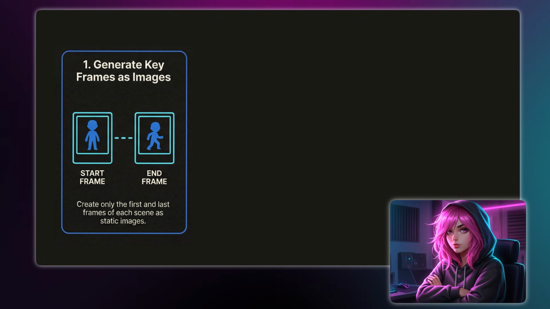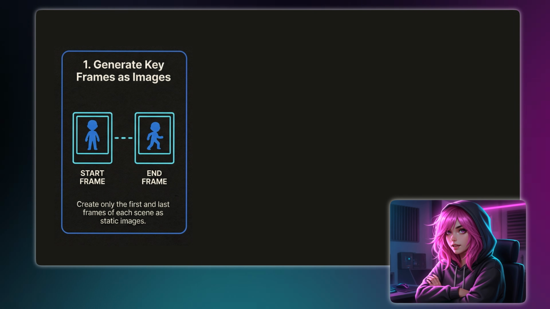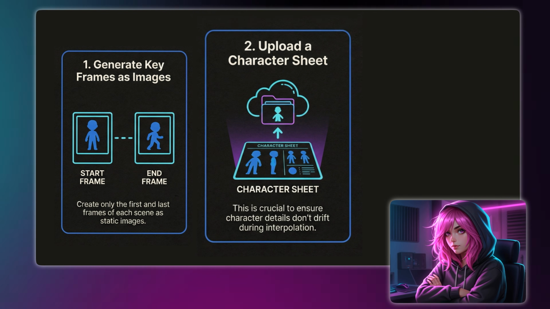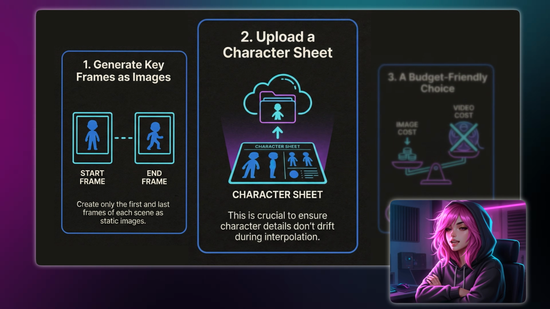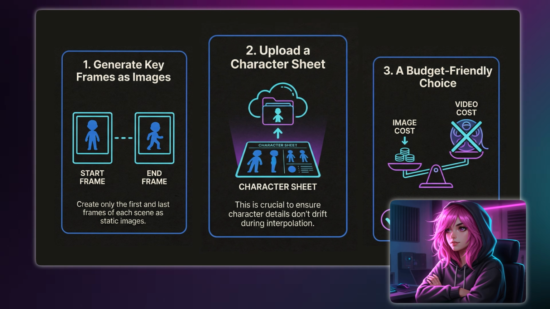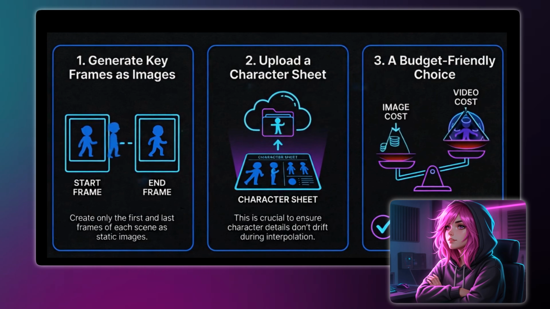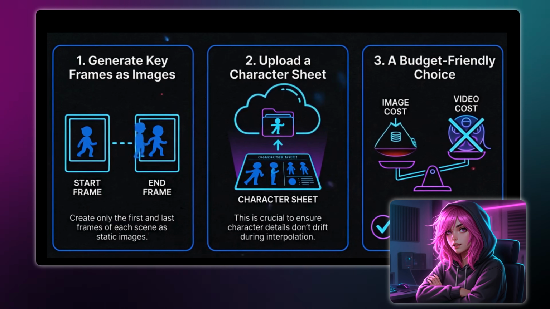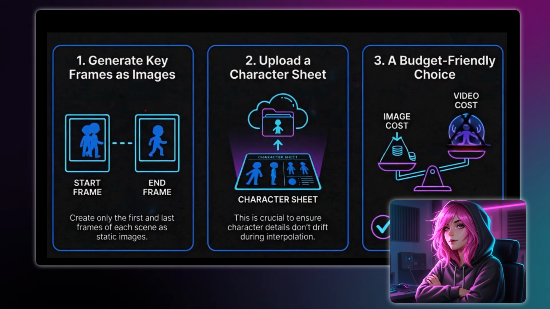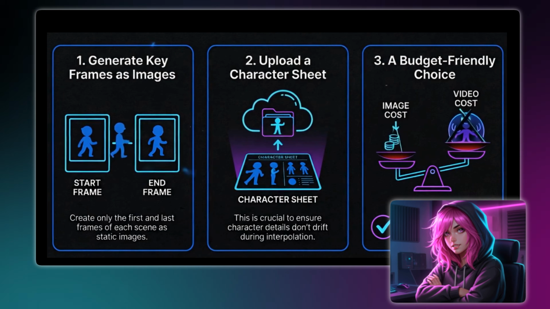Now, when it comes to the actual video, I usually go one of two ways. The first is what we've done before, generating the first and last frames of each scene as images. This is honestly the most budget-friendly method you can use. Since images cost less than video, it's a great choice. Just remember to upload your character sheet so the details don't drift.